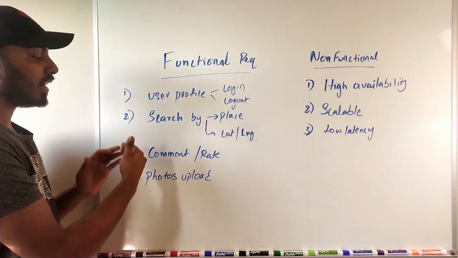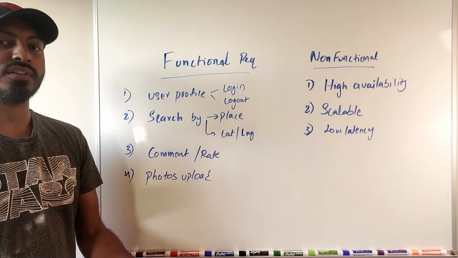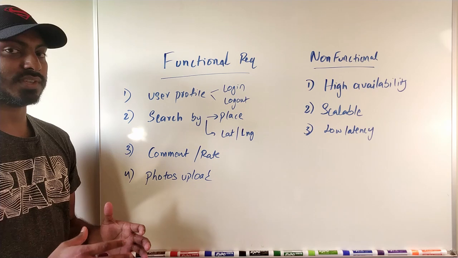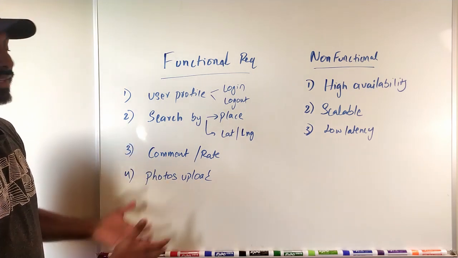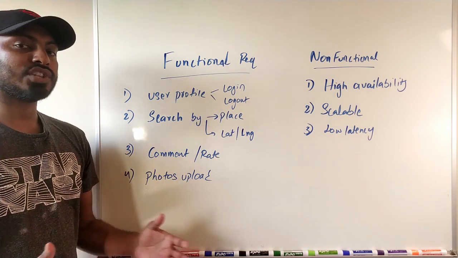The third one is that users should also be able to comment and rate that service or place or event. And the fourth one is that users should also be able to upload photos. So these are the basic requirements or features for any location-based service.